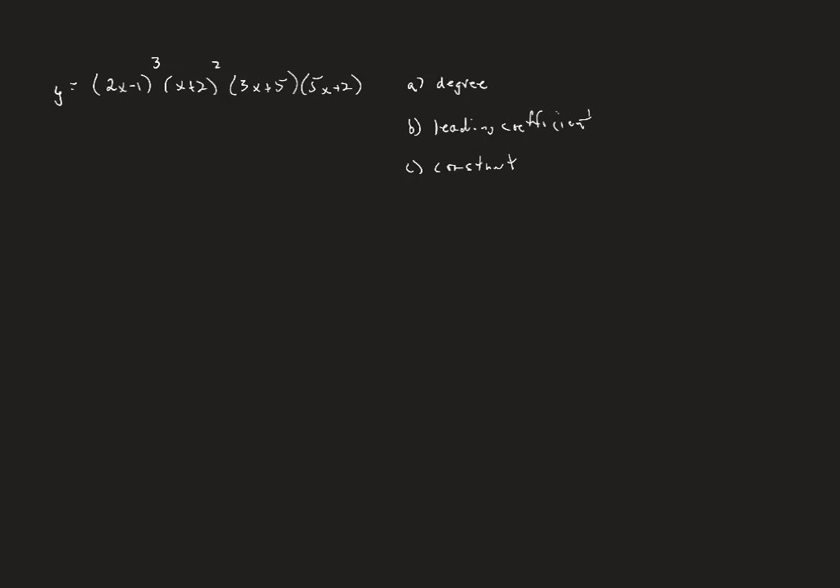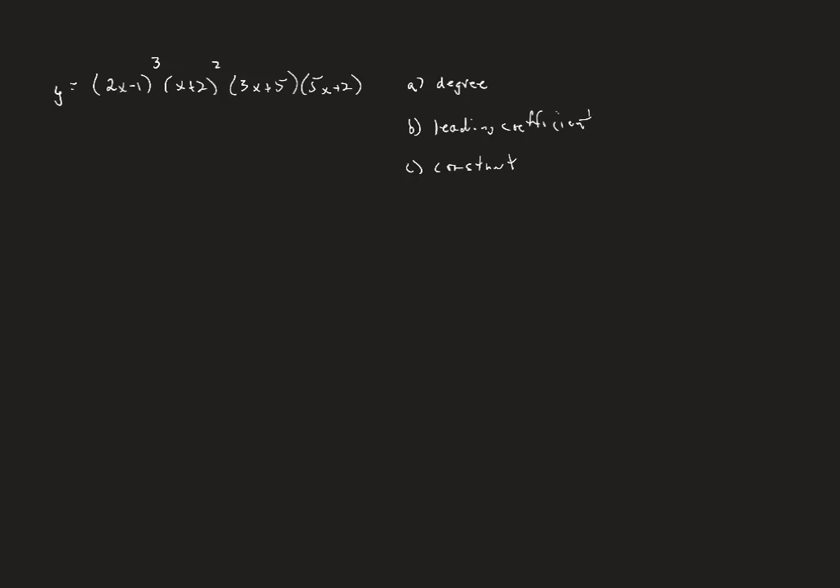Okay, new question. I'll give you a polynomial equation: (2x minus 1) to the third, times (x plus 2) to the second, times (3x plus 5), and finally times (5x plus 2). I'm going to ask you several questions about this. Can you find the degree of that polynomial? Can you find its leading coefficient? And similarly, can you find the constant for that polynomial? What's the number that has no power of x at all?